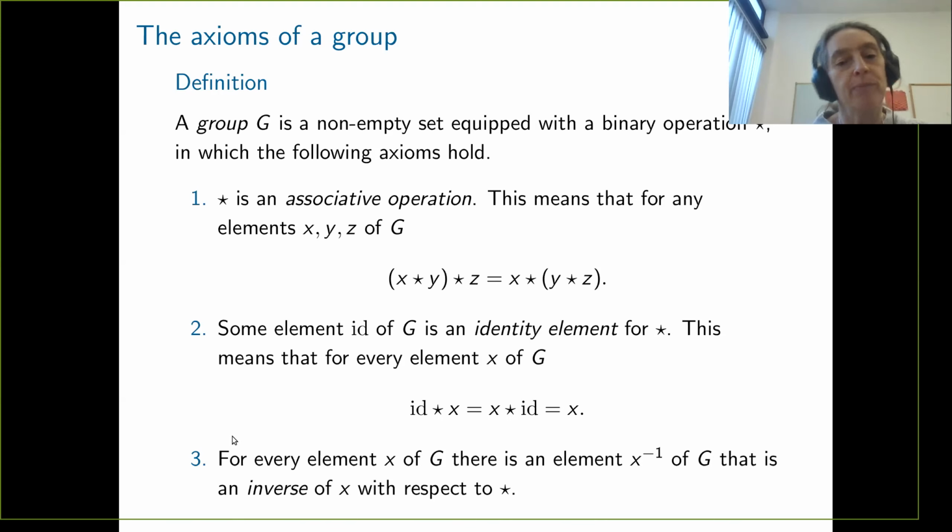And then the third thing, which we can only talk about once we have an identity element, is that every element of the group should have an inverse with respect to the star operation. Again, we'll come back in a few slides to what that means, but it means that when you star the element with its own inverse, the result should be the identity element that has been mentioned in item 2 here.